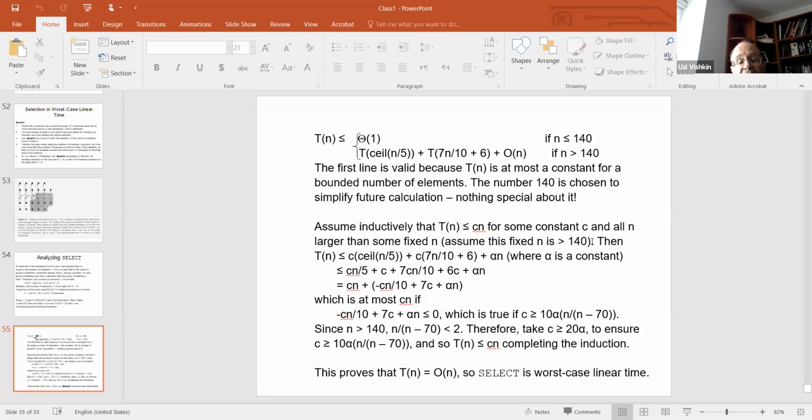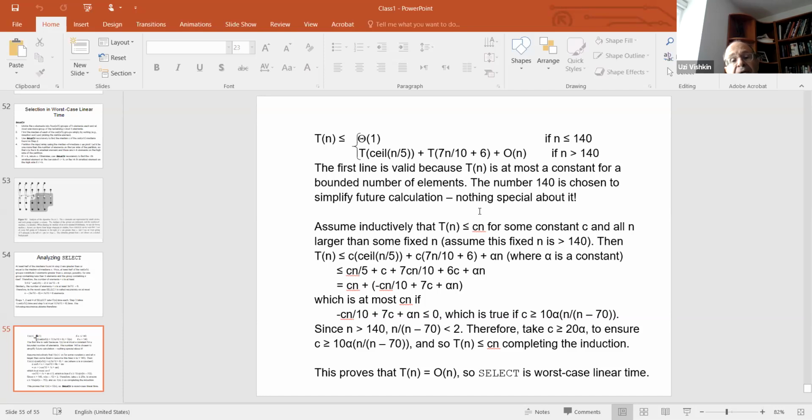And now the question is, why will I be able to assume this inductively and prove this by induction? The answer is actually very, very simple. It is because if you add 1/5 to 7/10, what do you get? You get 9/10. And why is this good news? Because 9/10 is a constant fraction smaller than 1. And to the extent that we get a reduction, we are in business. So this is the whole trick.